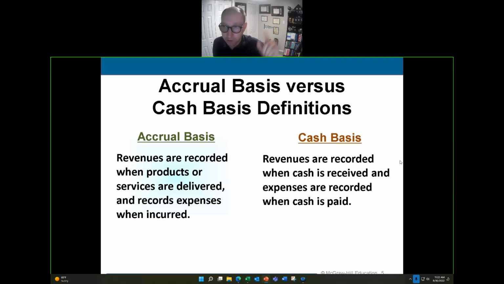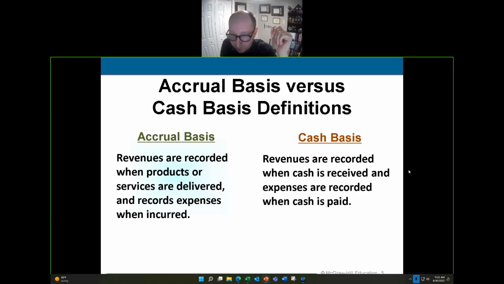And so for those of you in the class that own your own business or will own your own business or you're thinking about owning a business, keep in mind that you have to select one of the two. You can only stick with one or the other. I always recommend accrual-based accounting because that is what is generally accepted accounting principles here in the United States.